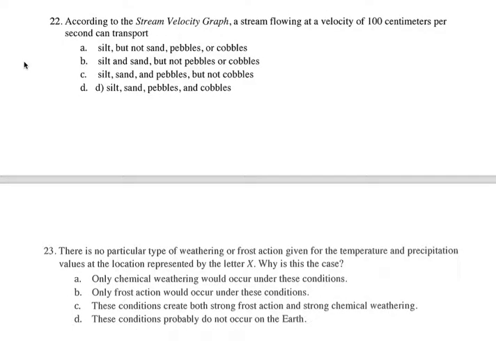22. According to the stream velocity graph, you have to look at the graph, a stream flowing at a velocity of 100 centimeters per second can transport A, silt, but not sand, pebbles, or cobbles. B, silt and sand, but not pebbles or cobbles. C, silt, sand, and pebbles, but not cobbles. D, silt, sand, pebbles, and cobbles.